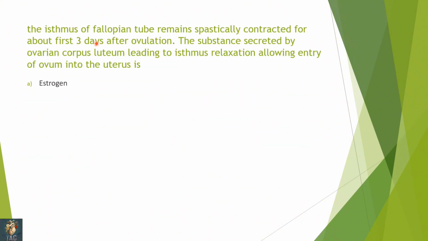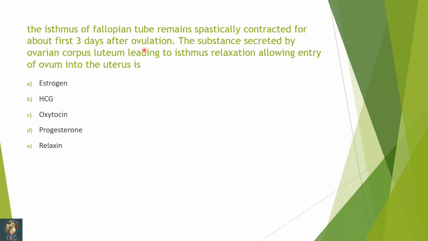Next MCQ: the isthmus of the fallopian tube remains spastically contracted for about the first 3 days after ovulation. The substance secreted by the ovarian corpus luteum leading to isthmus relaxation, allowing the entry of the ovum into the uterus, is either estrogen, human chorionic gonadotrophin hormone, oxytocin, progesterone, or relaxin. So these are the different hormones. First look at the time. This is just 3 days after ovulation.